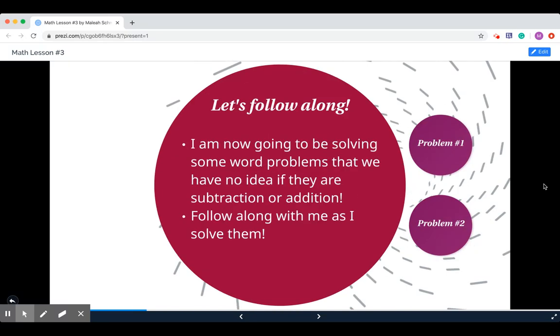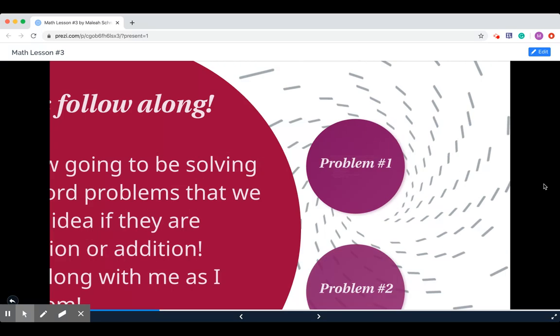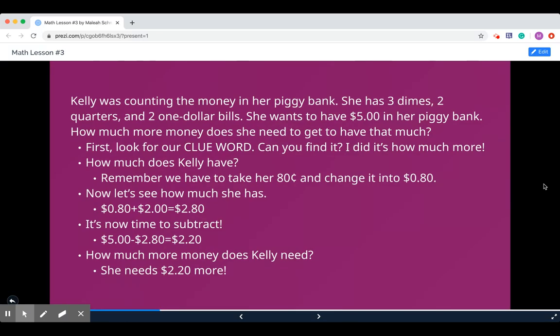So let's follow along. I am now going to be solving some word problems that we have no idea if they're addition or subtraction. Let's use our clues to try and figure that out. So why don't you follow along with me as I solve them? If you want to work along with me on your piece of paper, you can, and just solve if you think you need a little more time. You can pause the video whenever you need to and press play when you're ready to move to the next step. So our first problem.